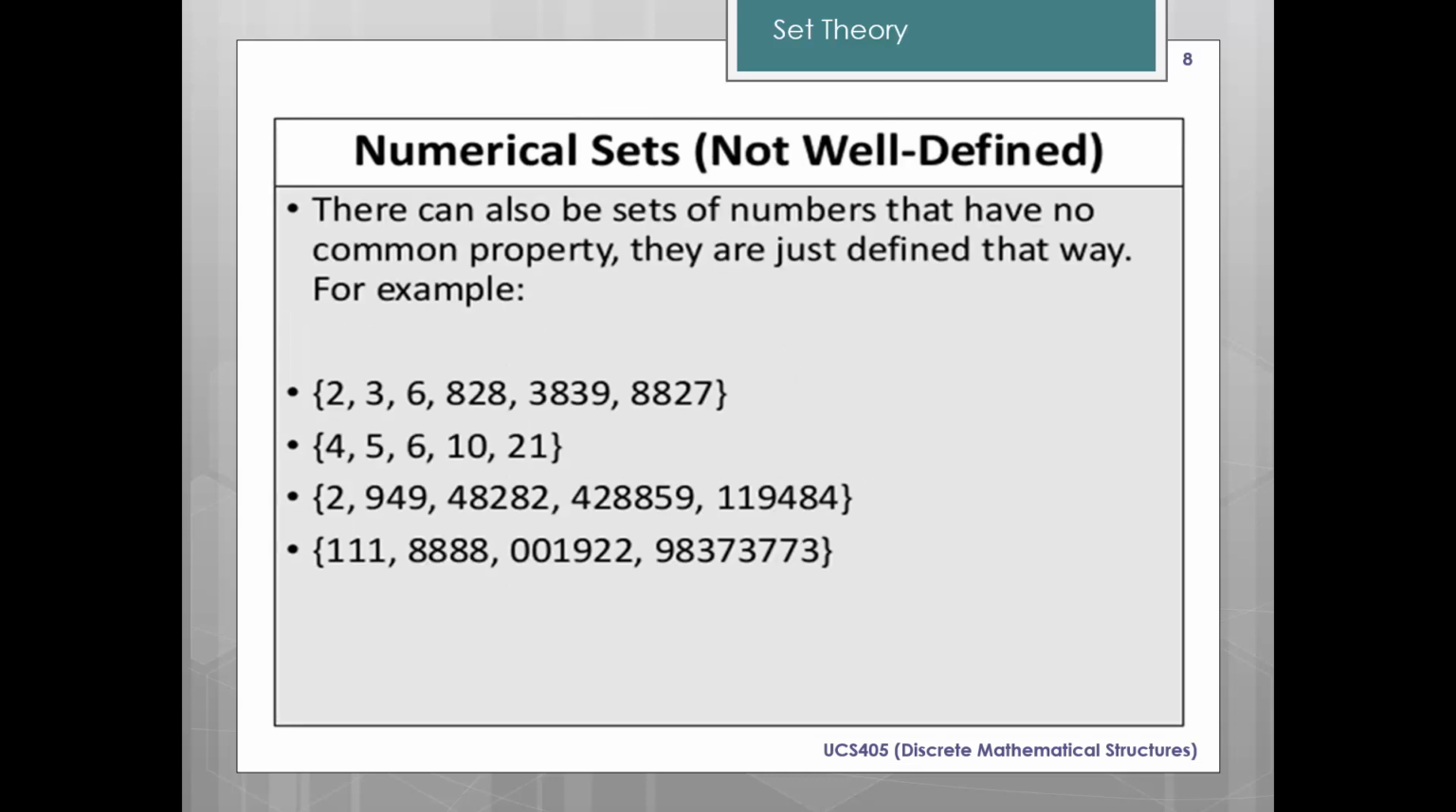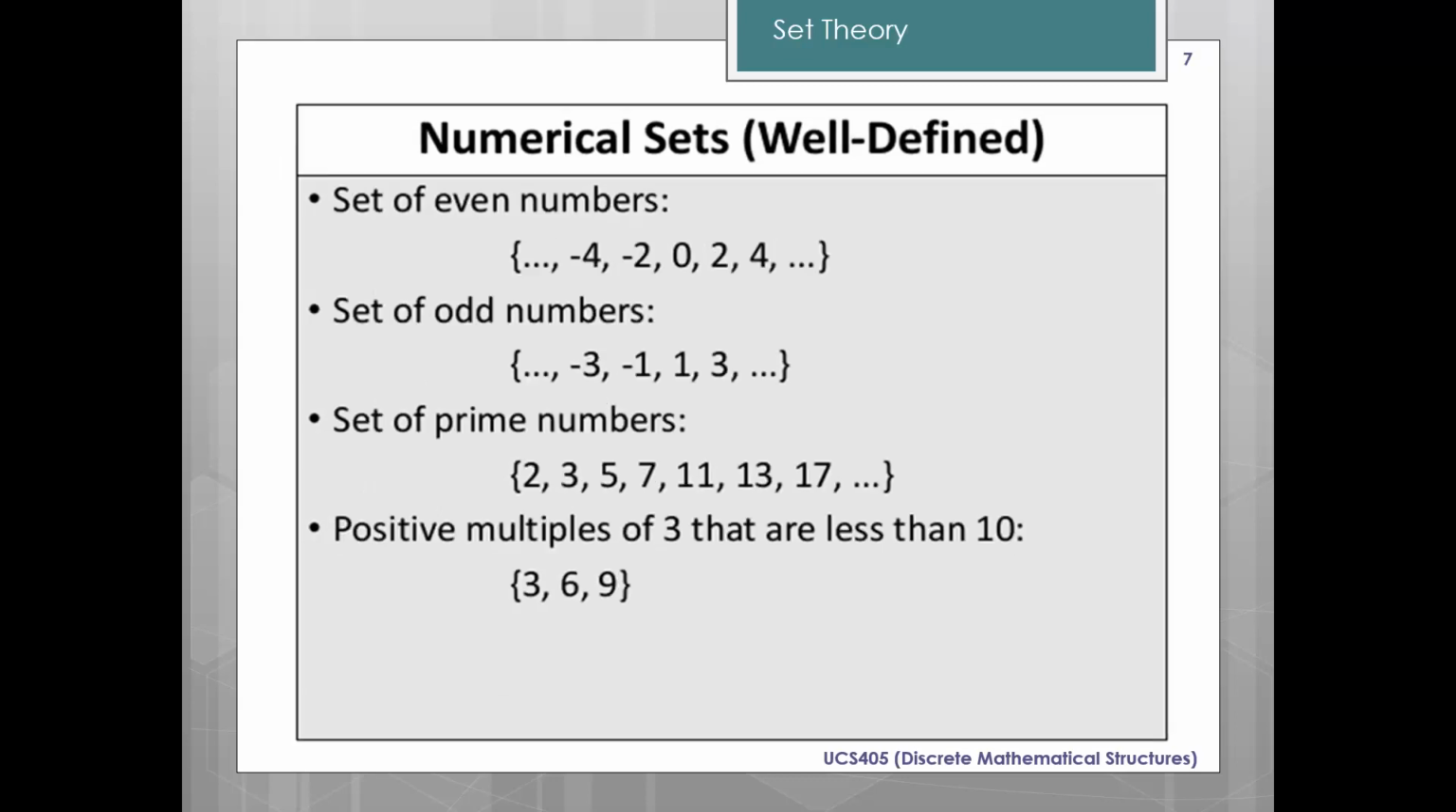Some of the sets are not well-defined, or we can say heterogeneous sets. See it here, set of even numbers. That means it's a common category. All the numbers are even numbers, so either it may be positive even numbers or negative even numbers. So that's what this set of even numbers is. These are well-defined, or we can say homogeneous.